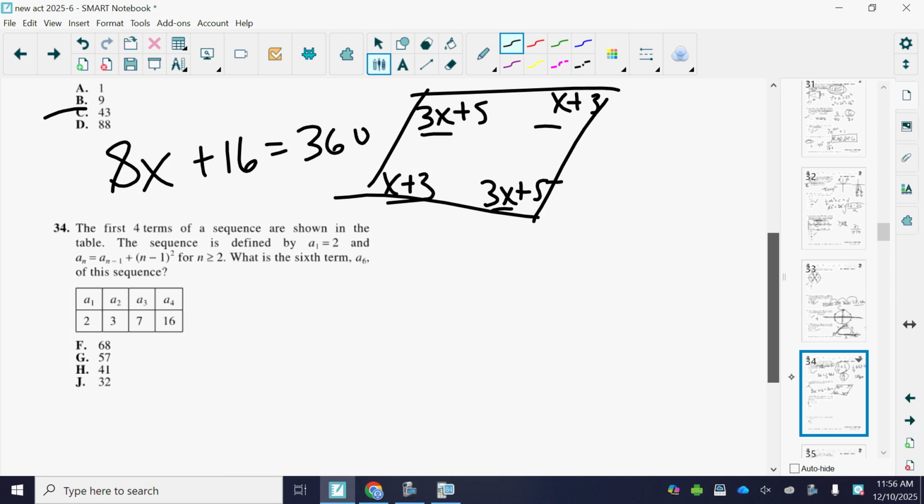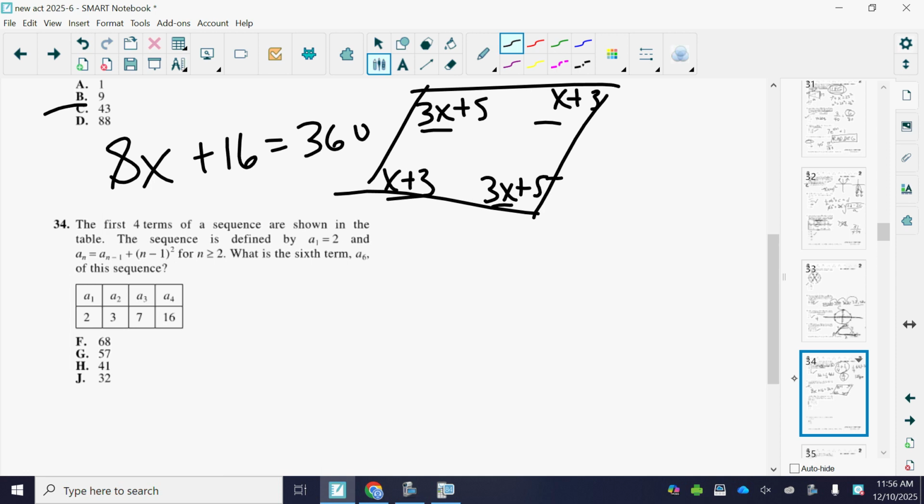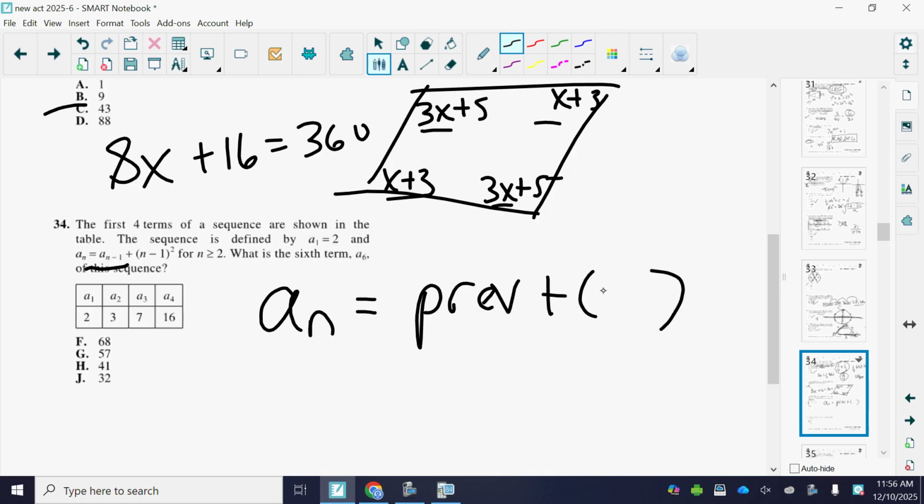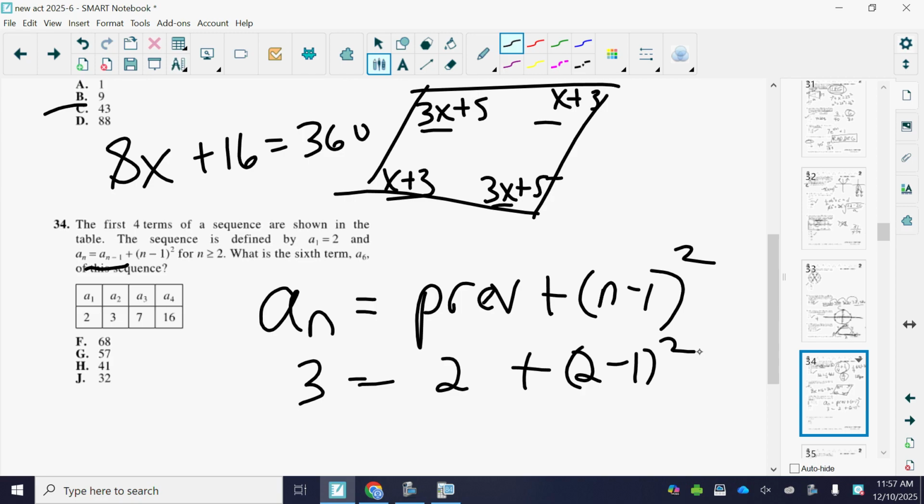This one's going to bother you. This is called, I forgot what it's called. It's a series that's defined with an equation. So, AN, the next term, is equal to, read this as the previous term, plus the number minus 1 squared. So, for example, A2 is 3 equals 2 plus 2 minus 1 squared. That's how they arrive at 3.